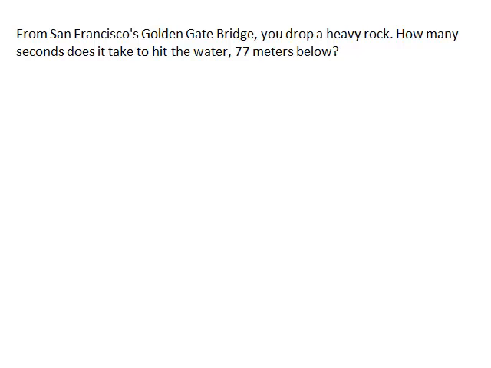From San Francisco's Golden Gate Bridge, you drop a heavy rock. How many seconds does it take to hit the water? 77 meters below. We start by parsing the information given.